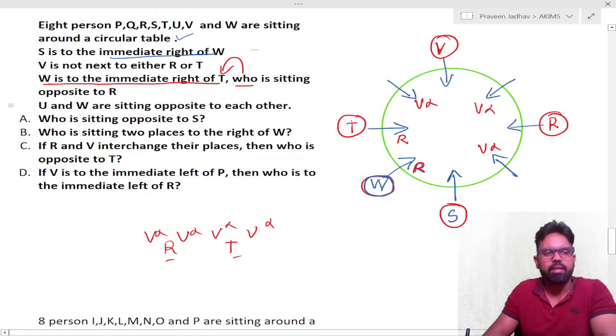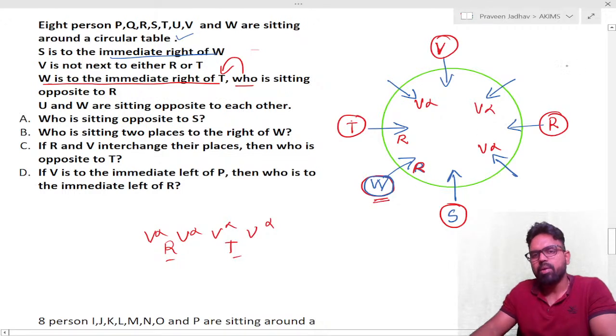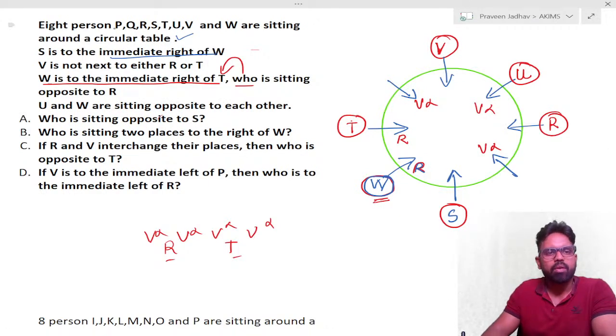Okay? Listen to me. U and W are sitting opposite to each other. If W is here, who will come here? U. Okay? Now, look at the people who are left out. Who are the people who are left out?